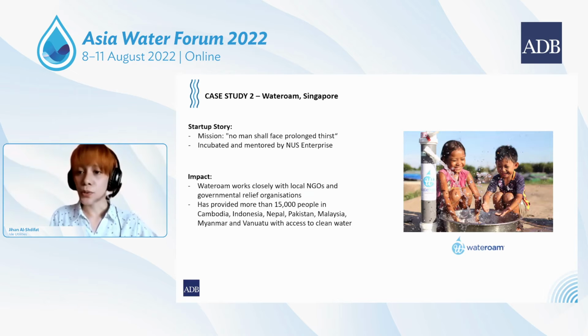Second one is Water Roam. It's based in Singapore. It's a water filter that can be easily deployed in times of emergency or for remote areas. This technology is successful because they were mentored and incubated by NUS Enterprise. So you could see that strong support, even from the university level, can actually help uptake of the startup. And now they have been providing clean potable water to 15,000 people in Cambodia, Indonesia, Nepal, Pakistan, Malaysia, Myanmar, and Vanuatu.